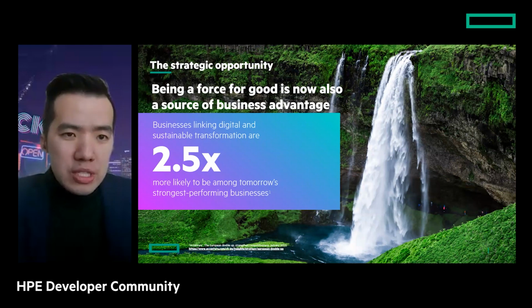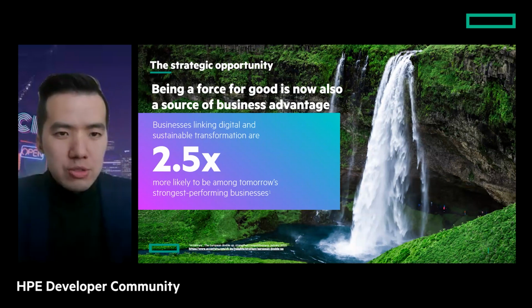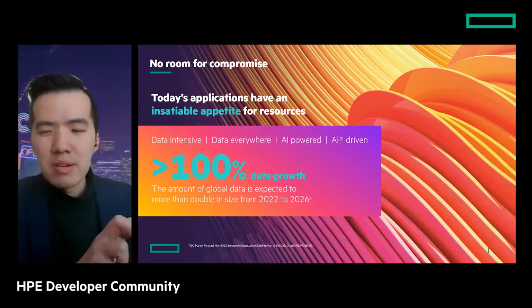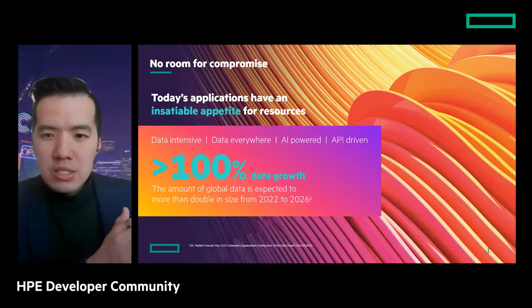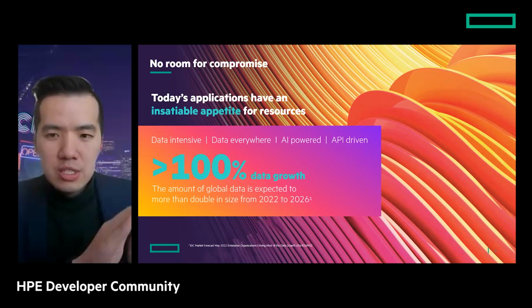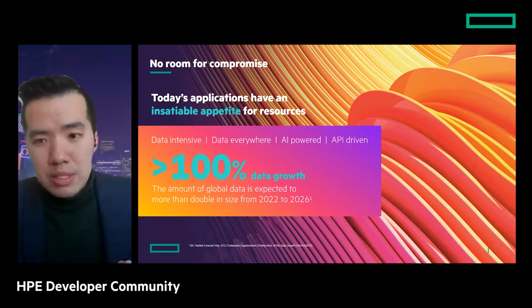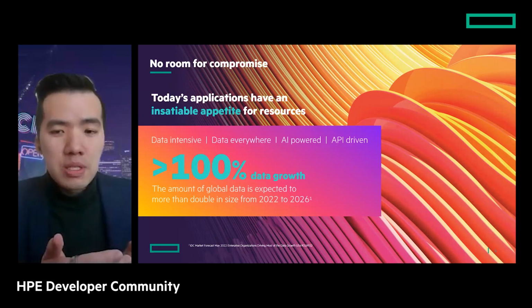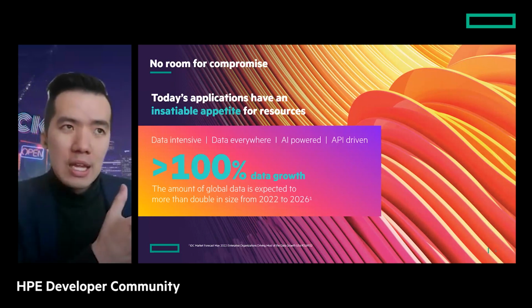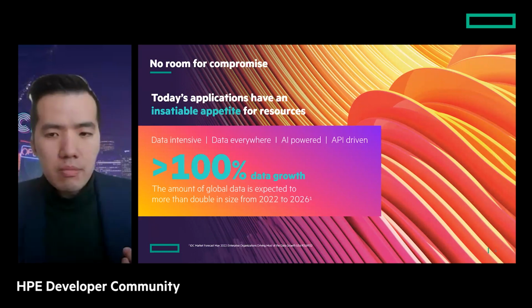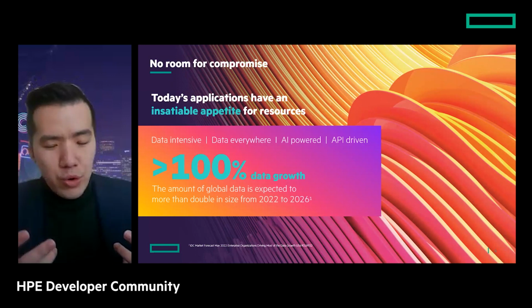But with the strategic opportunity of digital transformation and sustainability also comes some friction, right? There's an urgent need to be data first as an organization, yes. But with that, there's also a sustainability and a responsibility to ensure that throughout this transformation, no one is left behind.